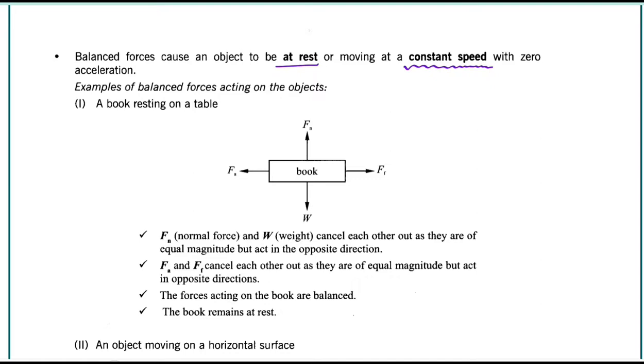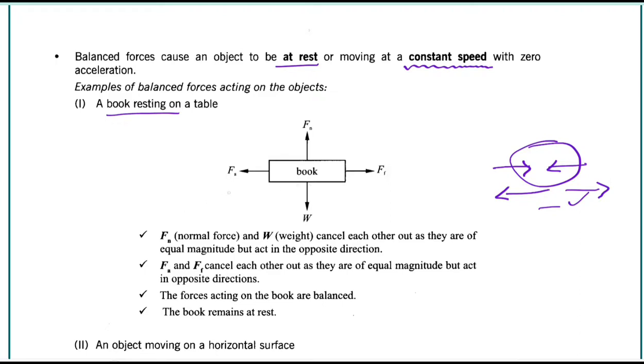So we have examples of those. For example, a resting book on a table. With a resting book on a table, we would notice that we have two forces acting in opposite directions. One force is acting in this direction, another force is acting in this direction. So don't be confused on this part, as well as this one. It's just the same thing.